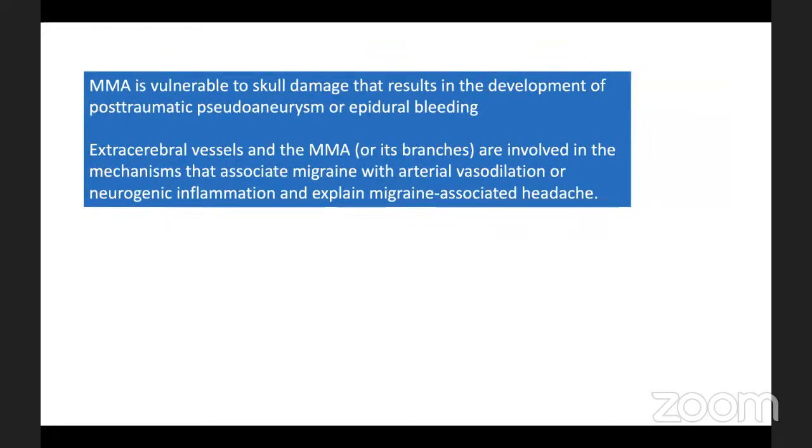Also, MMA is vulnerable to skull damage that results in the development of post-traumatic pseudoaneurysm or epidural bleeding. And another benefit is that they have now seen that extracerebral vessels and the MMA are involved in the mechanisms that associate migraine with arterial vasodilatation or neurogenic inflammation, and explain the migraine-associated headache. So these are still in the exploration phase. Okay, thank you.